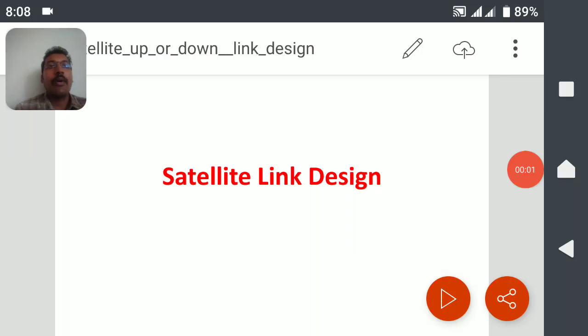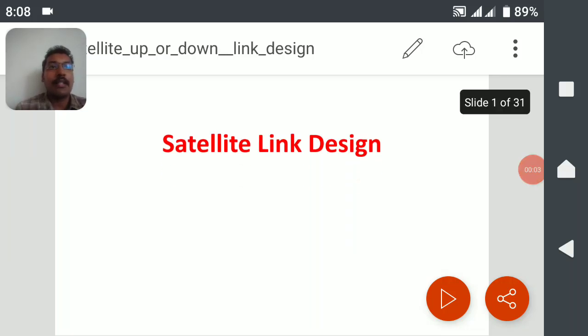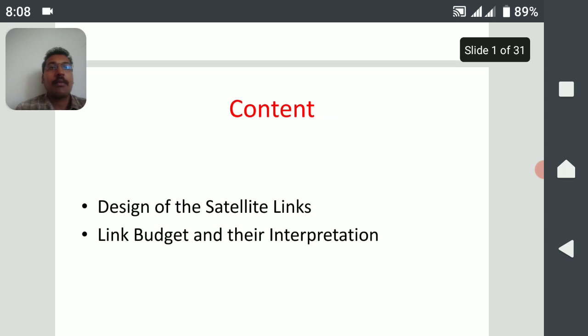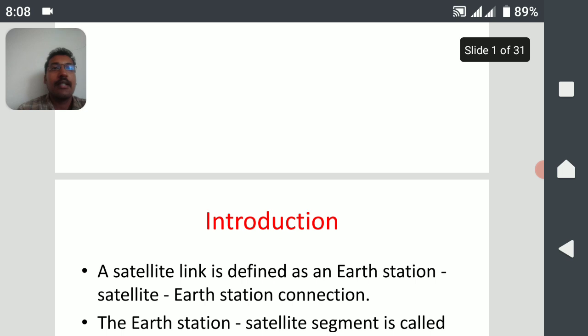Hi, today we are going to see about the satellite link design. The contents in this topic are design of the satellite links, link budget and their interpretations.